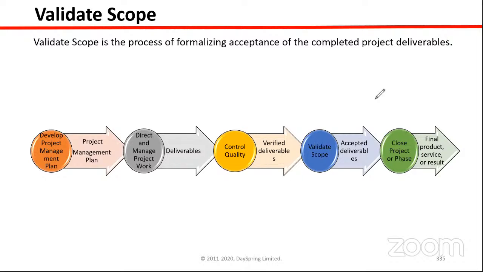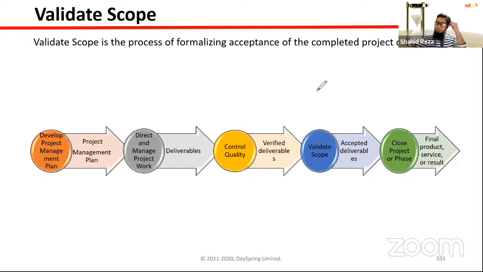Scope baseline consists of three things, right? WBS, WBS dictionary, and the project scope statement. All right. One thing you should always remember: if there is a reference to WBS, then the WBS dictionary should also be there, because the WBS dictionary is the interpretation of the WBS, the detailed description. So everywhere the WBS and WBS dictionary will come together.